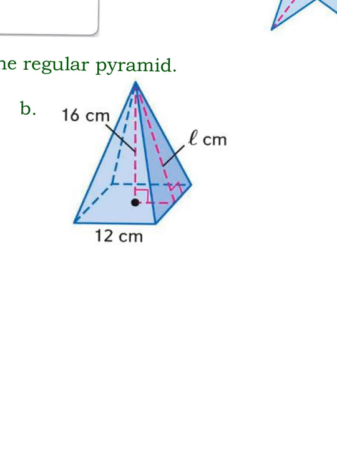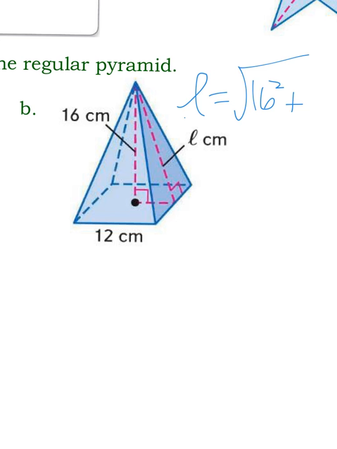Here on B, I don't give you the slant height. So that's the first thing we're going to have to figure out. If you notice, the slant height is, I said it before, going to be the hypotenuse of that triangle in the dashed red line or pink line. So I'm going to do the Pythagorean Theorem here. I'm going to do the square root of 16 squared plus 12 squared.